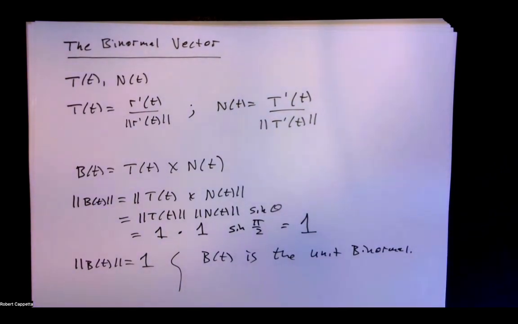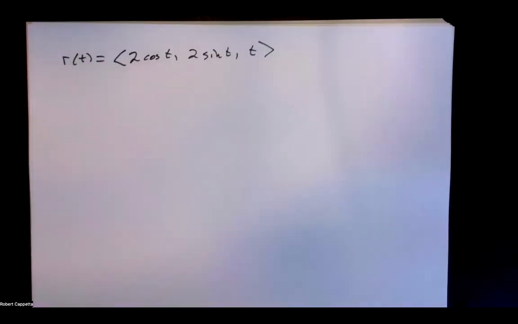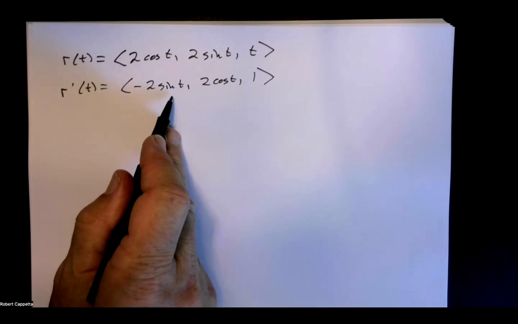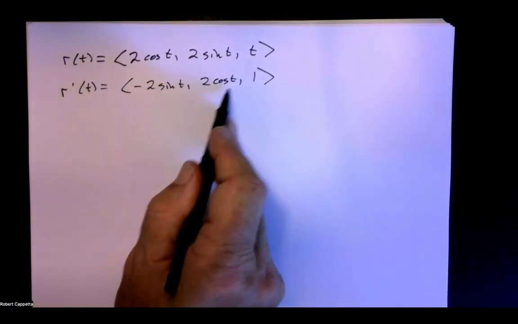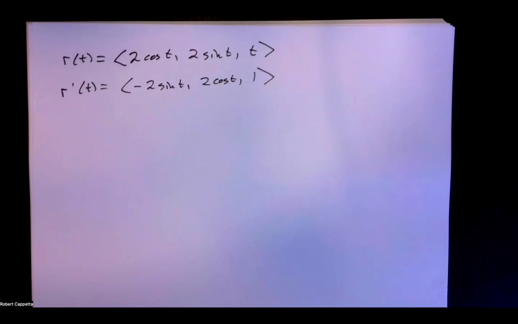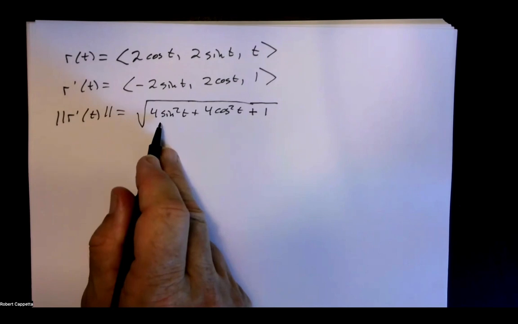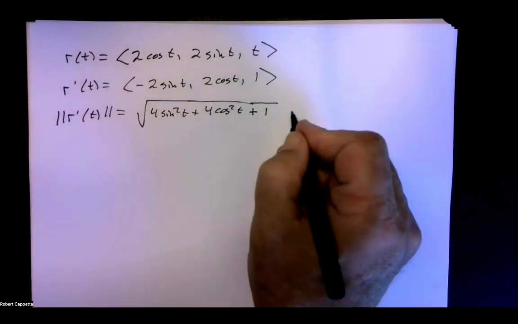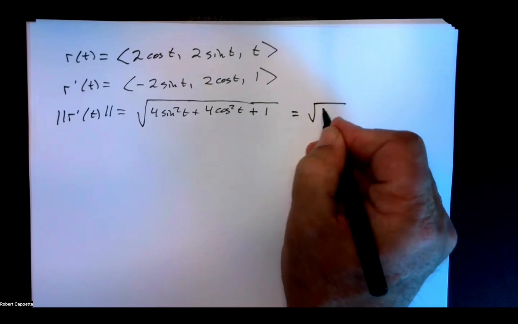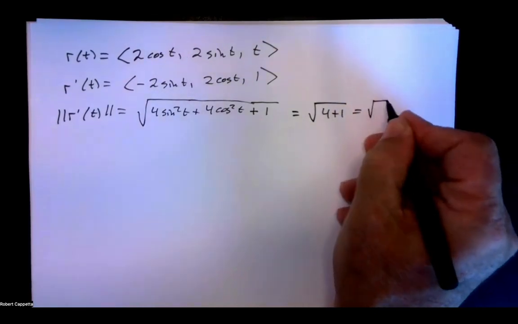So let's take a look at an example, and we'll construct T, N, and B. And remember, constructing N can be very challenging. I will try to stick with one that is more reasonable. So let's take a look at r of t, which is 2 cos t, 2 sine t, t, which is a helix. The velocity: derivative of 2 cos t is negative 2 sine t. Derivative of 2 sine t is 2 cos t. Derivative of t is 1. So the speed, also known as the magnitude of r prime, is the square root of 4 sine squared t plus 4 cos squared t plus 1, which of course is 4 plus 1, or root 5.